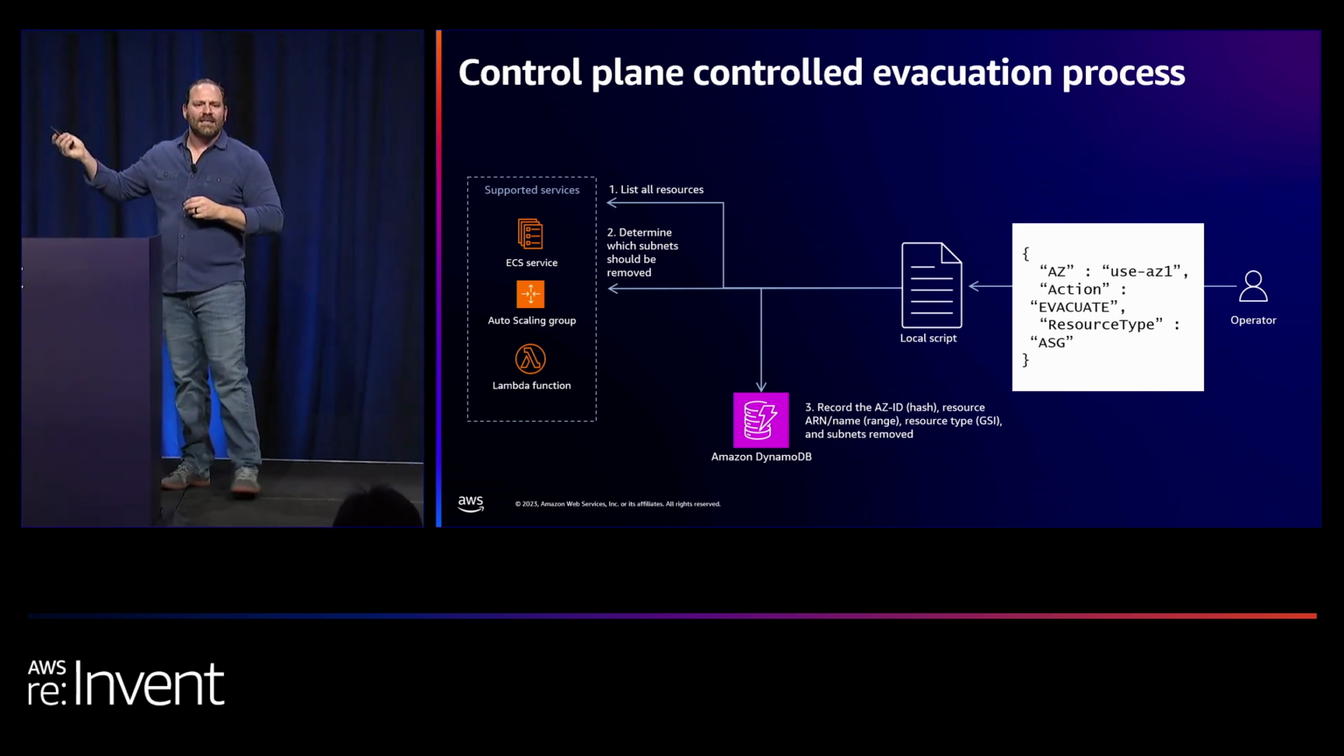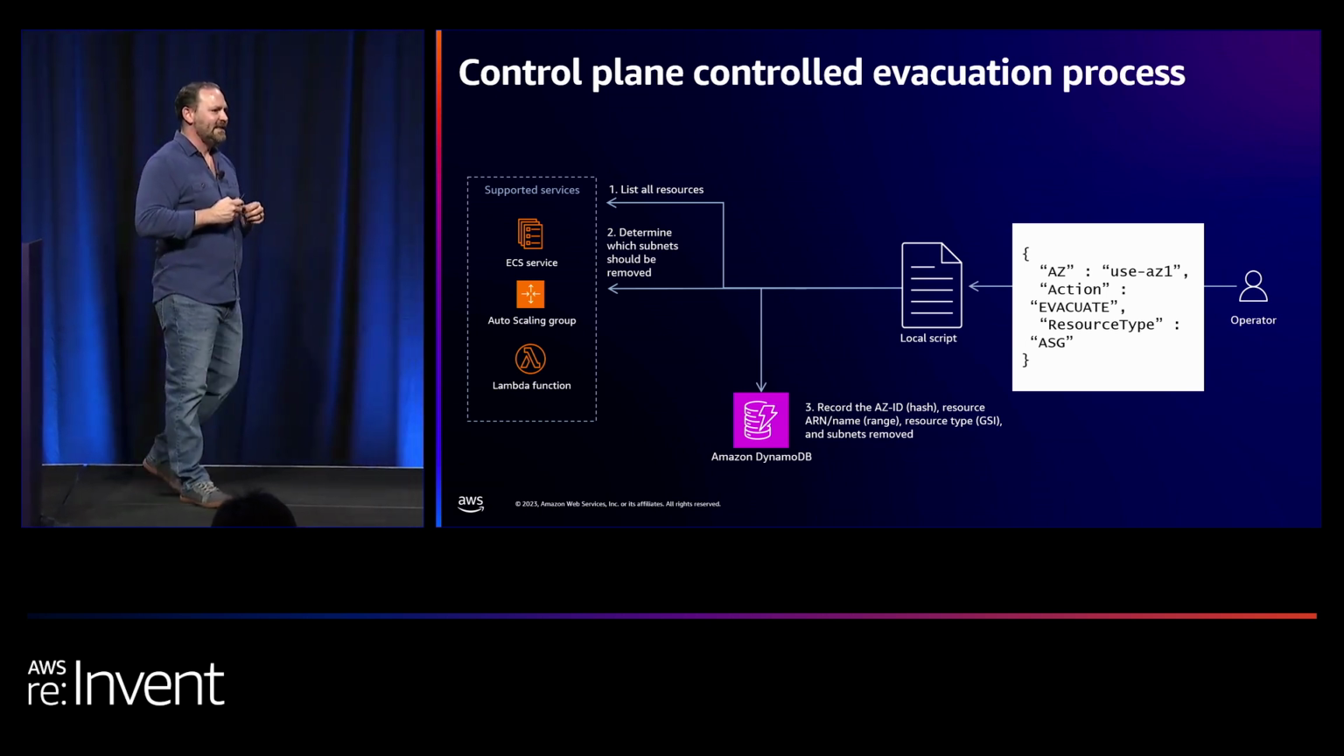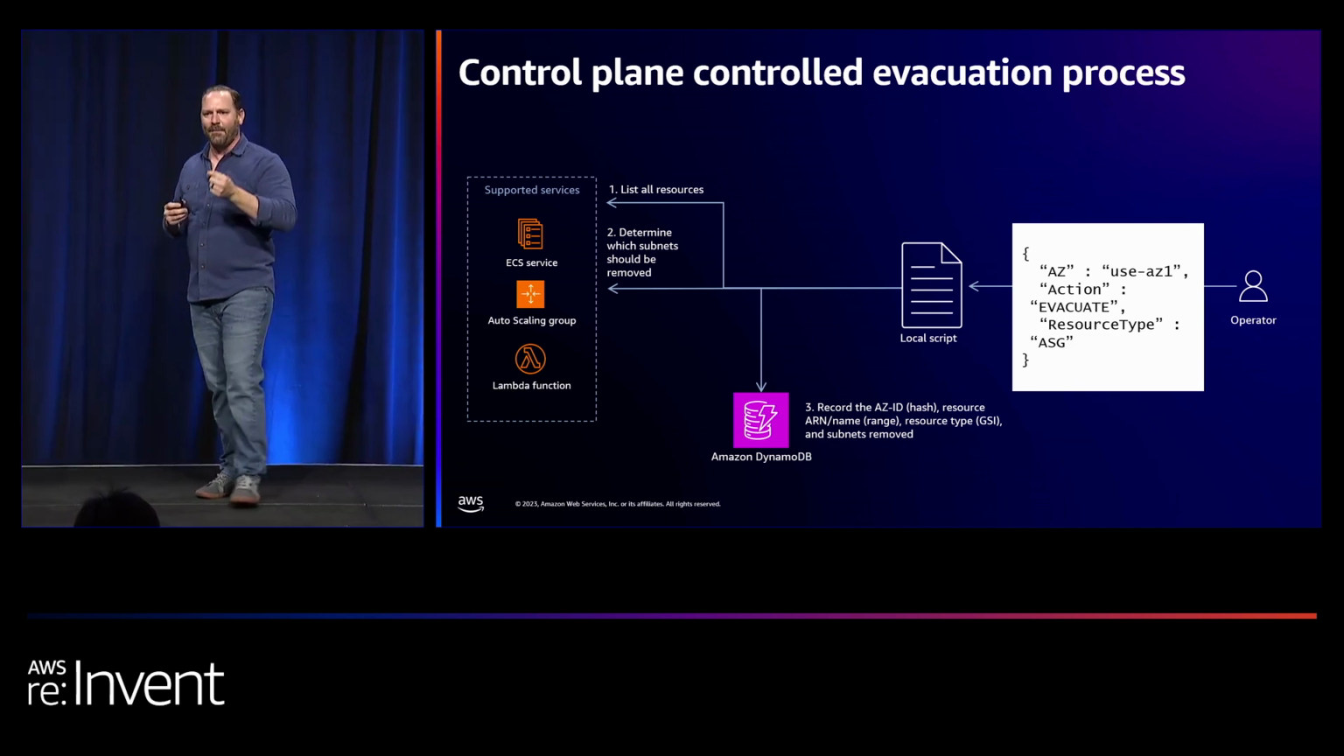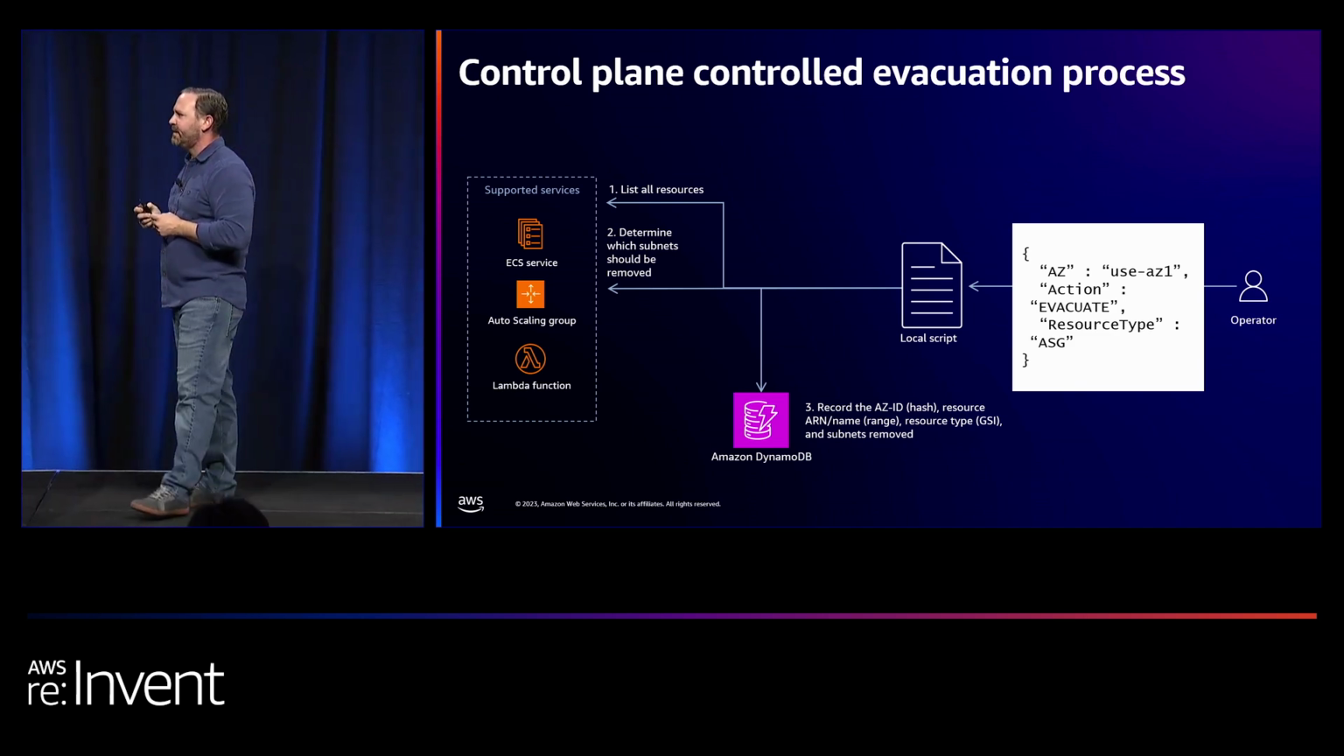And the reason that I'm doing that is so that I can undo this later, right? It's easy to know which subnets to remove, but once they're removed, we don't really have a record of how to add them back. And so we're going to record that so we know how to undo it.